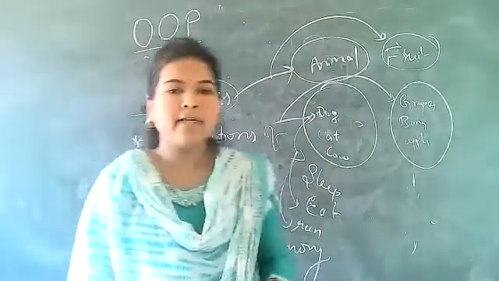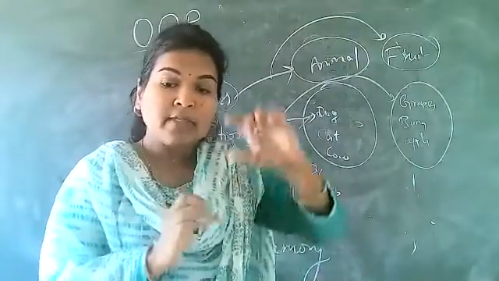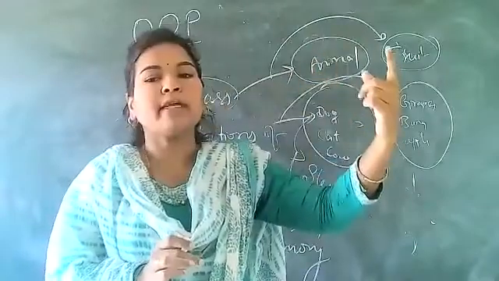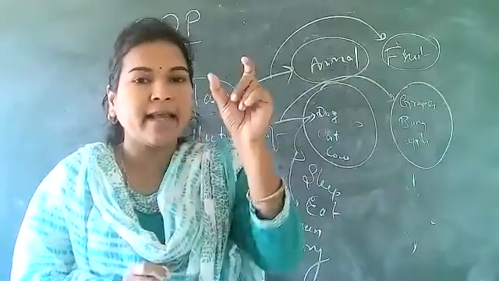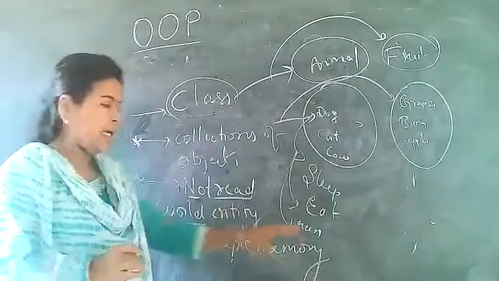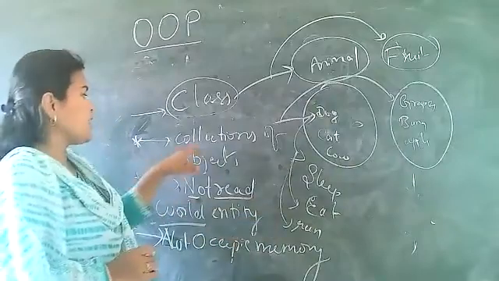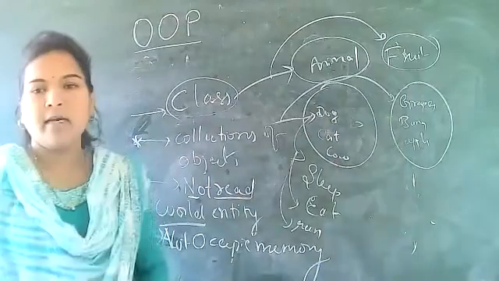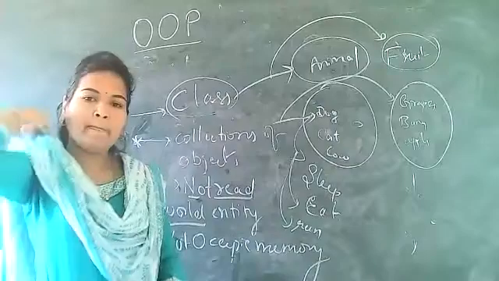See, if I tell you that I have one animal, do you have any animal in your home? Then you have to think which animal is there. Okay. There you have memory. But for the animal, do you have anything? No, you don't have anything like an animal. So it will not occupy the memory, because it is not a real world entity and it is a collection of objects. This is regarding the class. Did you understand? Any doubt? If you have any doubt, please tell me.